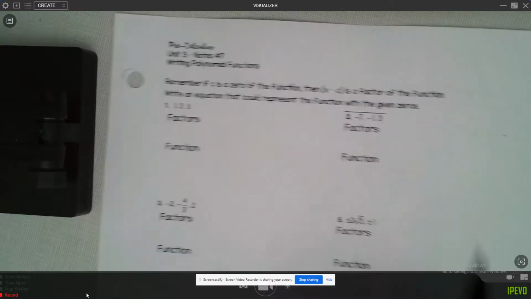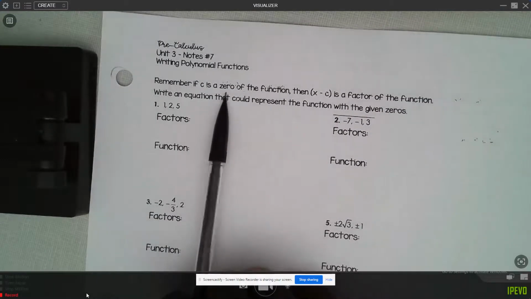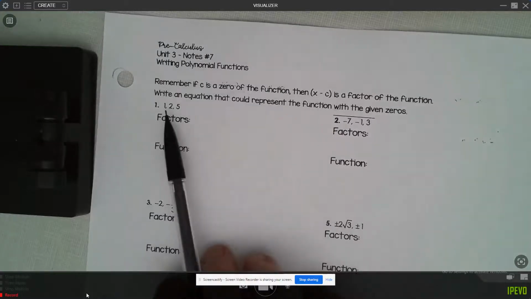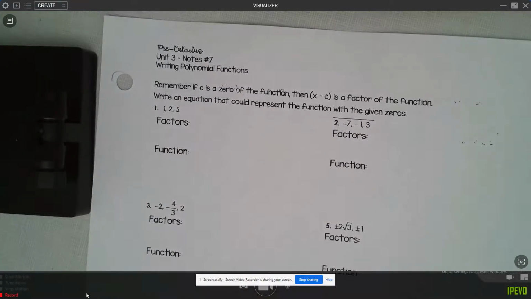Okay, zeros, x minus c. If it's positive, it's x minus c. If it's negative, it's x plus c. Just the more you do, the easier it gets.